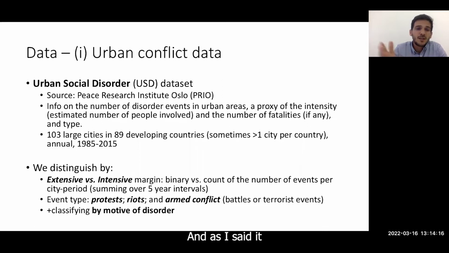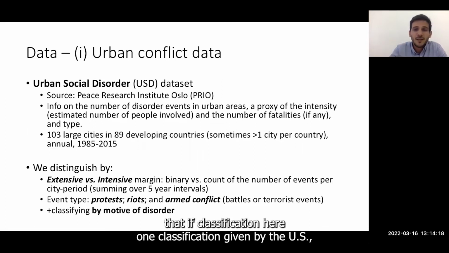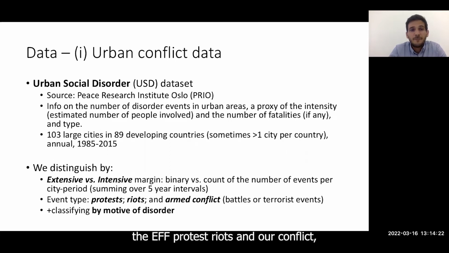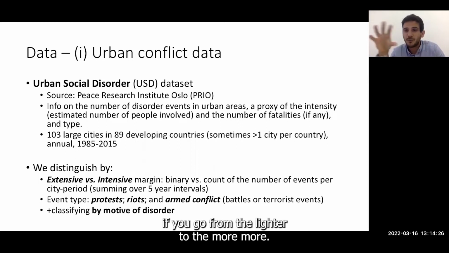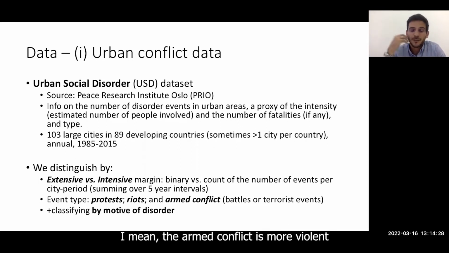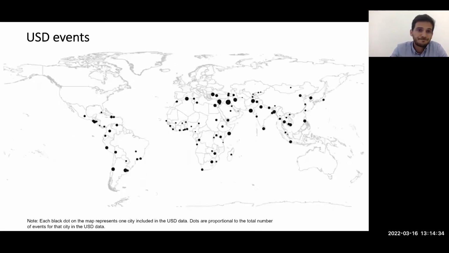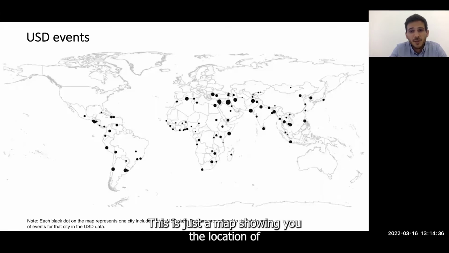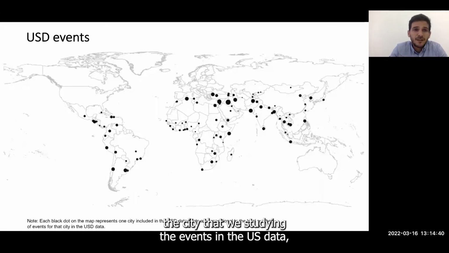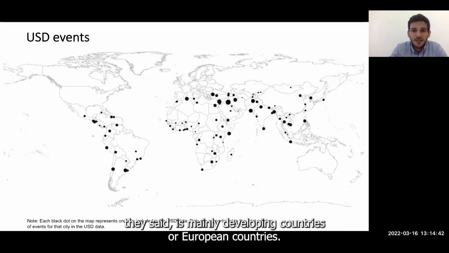And as I said, because we have information, there is a classification here. One classification given by the USD is protest, riots, and armed conflict. Going from the lighter to the more violent, the armed conflict is, of course, more violent. And then we further classify by the motive of disorder. This is just a map showing you the location of the cities that we're studying, or events in the USD data. As I said, it's basically developing countries.